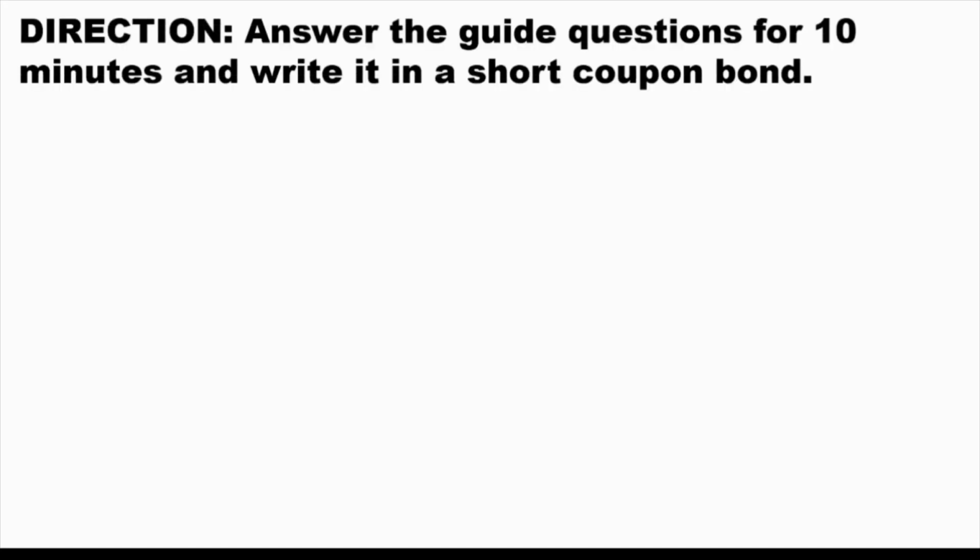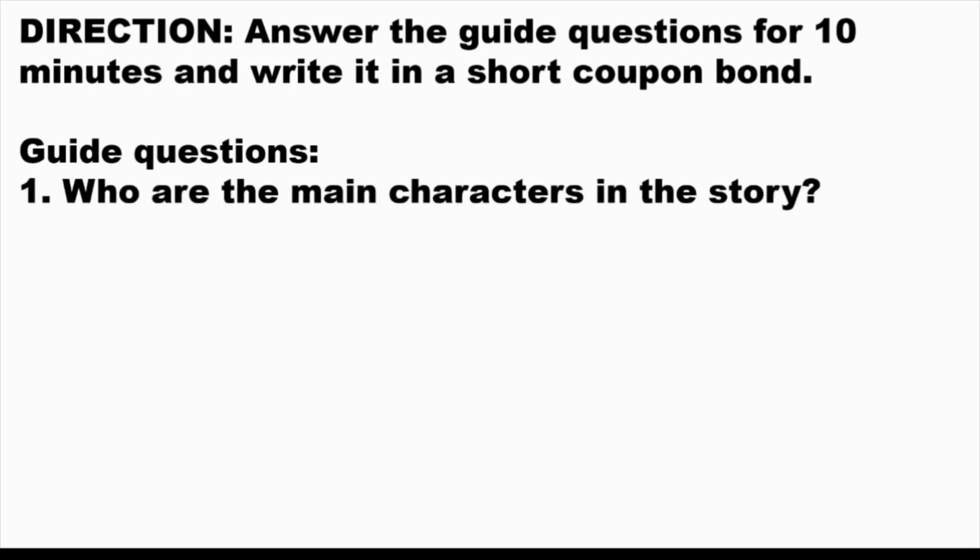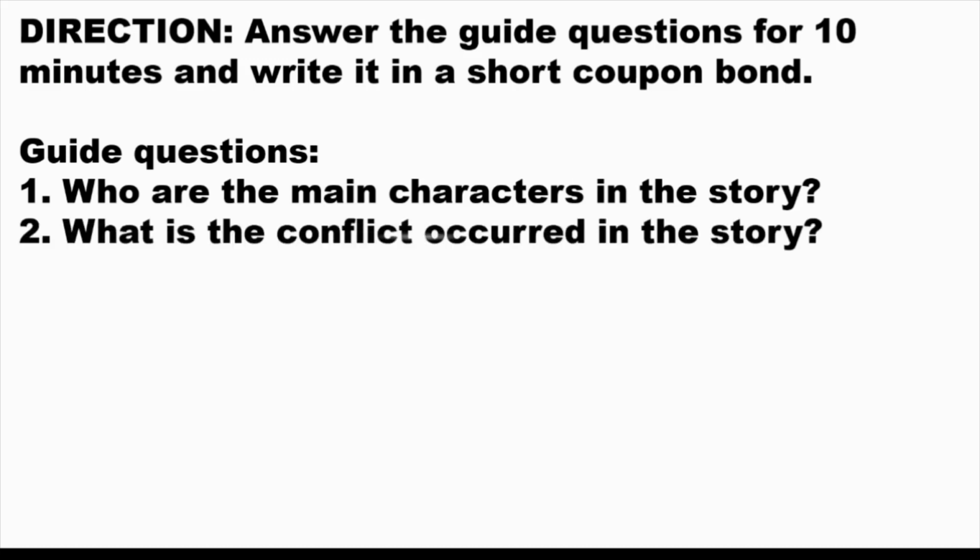And now let's move on to Activity number 2. Direction: answer the guide questions for 10 minutes and write them on a short coupon bond. So these are the guide questions. Number 1. Who are the main characters in the story? Number 2. What is the conflict that occurred in the story?